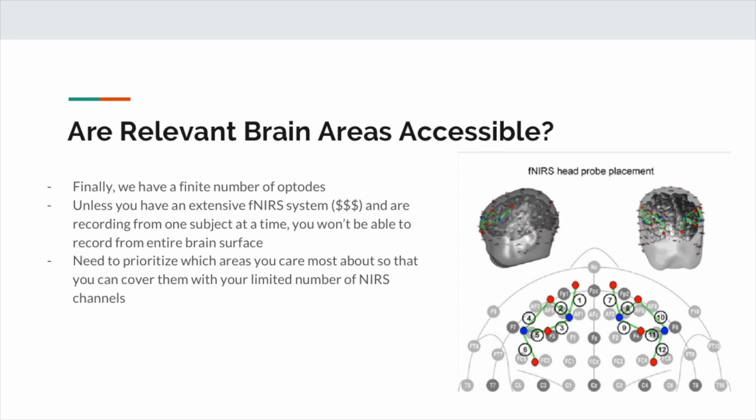Even with our extensive system, where we have 32 detectors, 32 sources, we get about 108 channels, and that's still not quite measuring everything at the back of the head. We've just decided that's the area we care the least about in the study we're doing. So you need to prioritize which areas you care the most about so that you can cover them with your limited number of NIRS channels.